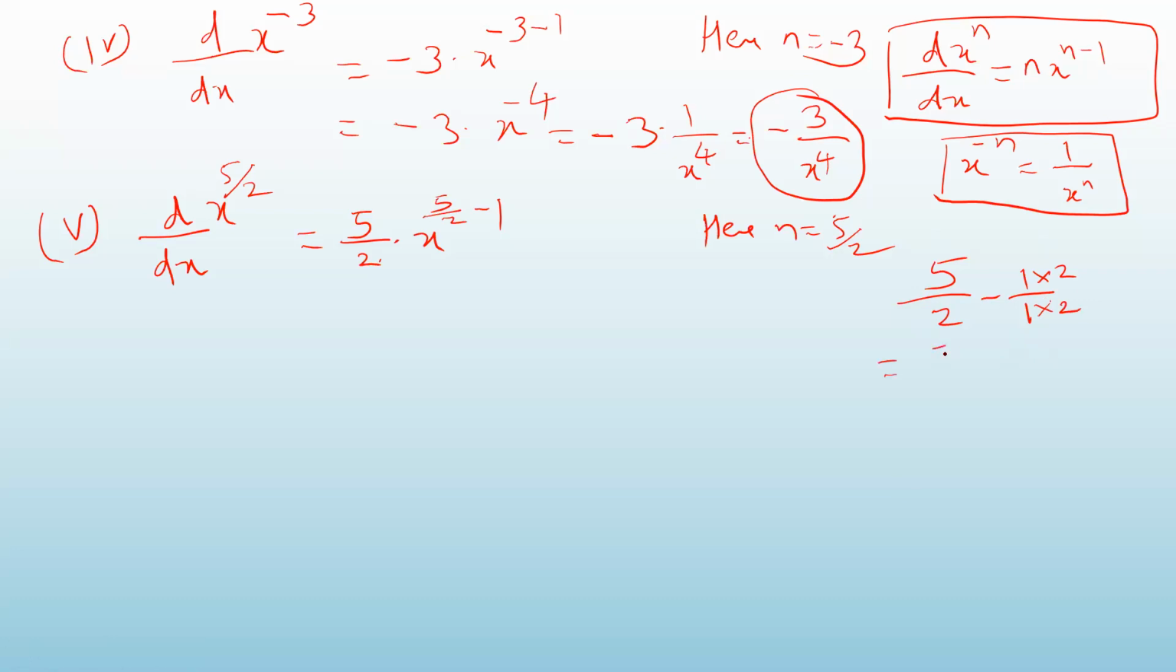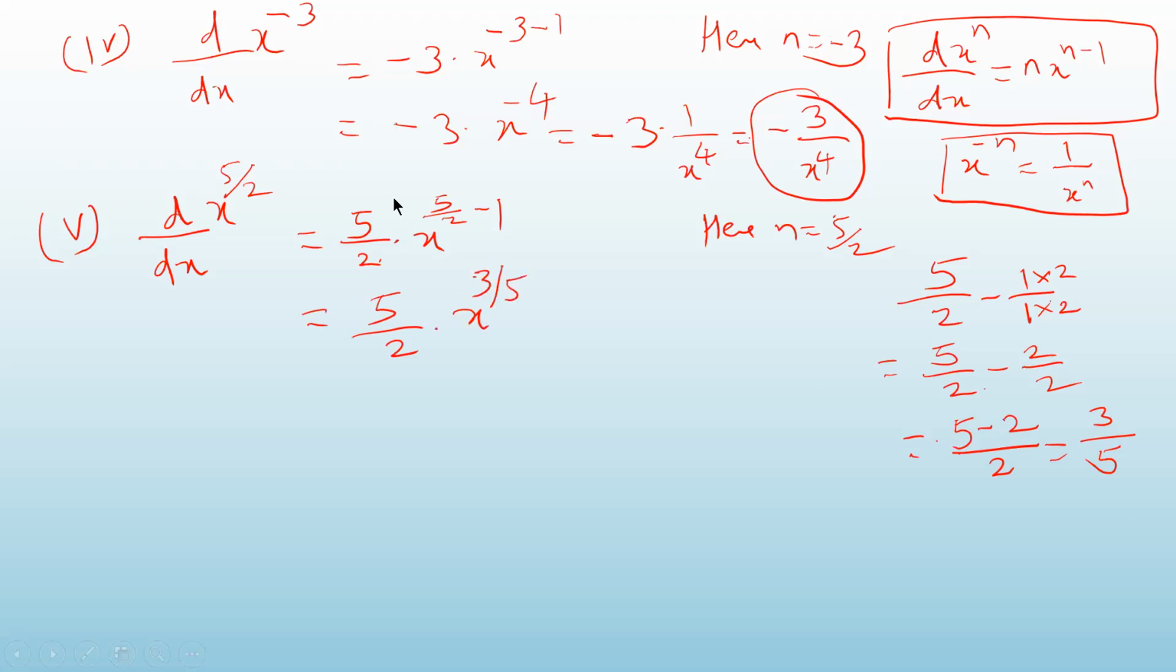So the difference is 5 upon 2 minus 2 upon 2. Now the denominator is the same. When the denominators are the same, then you can subtract or add. Here it is subtraction. So subtract 5 minus 2 and the denominator will be the same, 2. What is 5 minus 2? It is 3. So it is 3 upon 5. So what is 5 by 2 minus 1? It is 3 upon 5. So this is equal to 5 upon 2 into x to the power 3 upon 5.